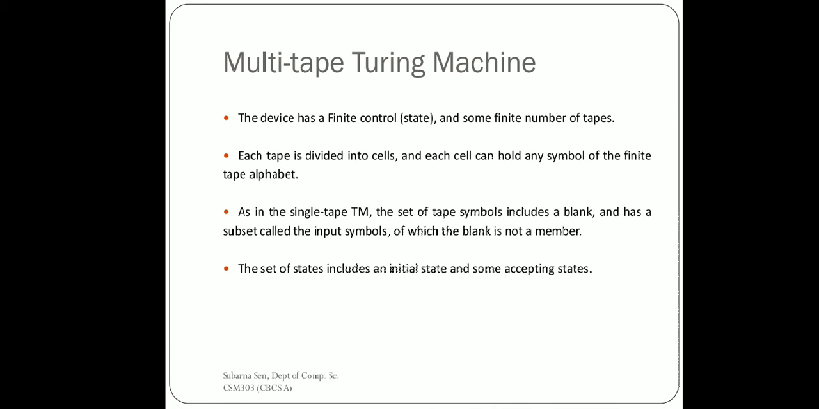As in the single tape TM, the set of tape symbols includes a blank and has a subset called the input symbols, of which the blank is not a member. There was the concept of the blank symbol, we know that. And the set of states includes an initial state and some accepting states, right? So here again it will have an initial state and some accepting states. We know that the initial state is one and accepting or final states can be more than one.